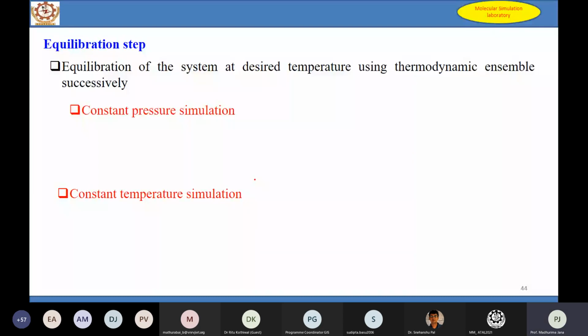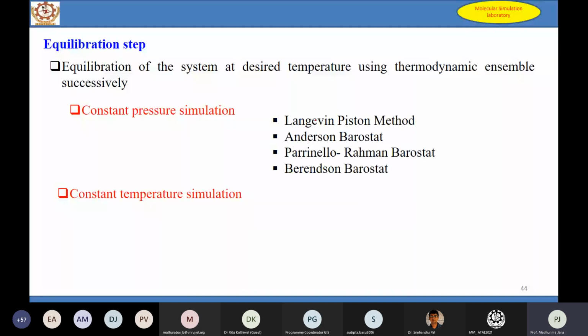Now, there can be constant pressure simulation and constant temperature simulation. So how do we control the pressure during the simulation and how do we control the temperature during the simulation? There are several algorithms available. For pressure control, you can use the Langevin-Piston method, Andersen barostat, Parrinello-Rahman, Berendsen barostat. So these are for pressure control.